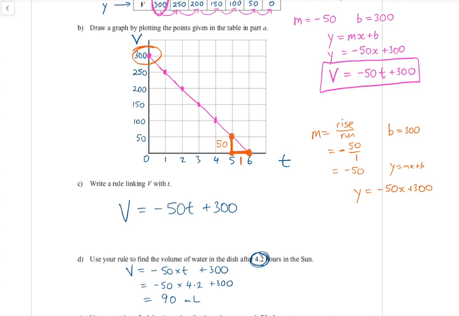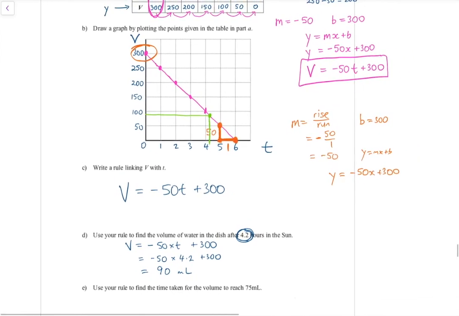Let's just check that. If I went out to 4.2 hours, now I know where 4 and 5 hours is, I'm going to guess 4.2 hours is about there. If I go straight up to hit my pink line, then I go across from there to see where it's going to be. Yeah, that's at about 90, so that'd be pretty close.